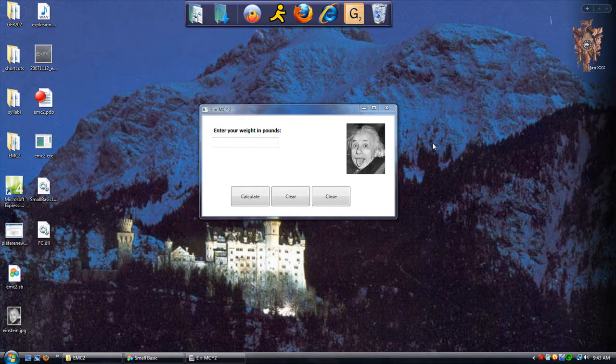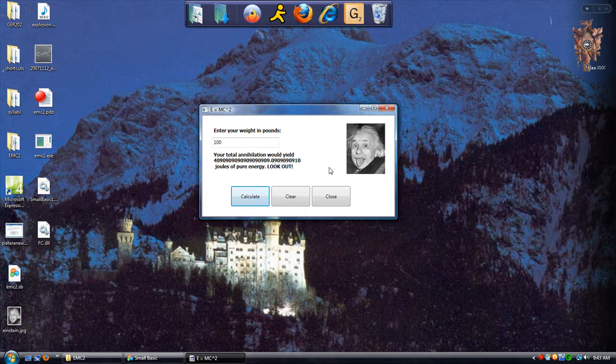So the user is presented with a text box in which he or she will enter his or her weight. So let's say we have a 100-pound person using the program, and they click the calculate button. Okay, so the number of joules is, of course, very large, but that's the nature of this program.